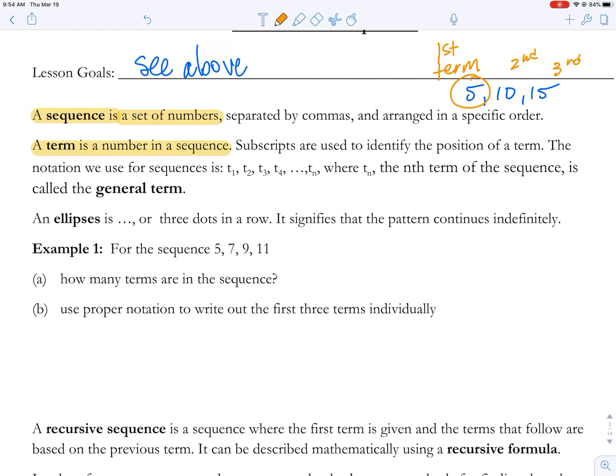We're going to use subscripts instead of writing first term. We're going to write like T1. T1 would be that first term. T2 would be the second term. Tn will be the nth term, and that's going to be the nth term of this sequence. And that's called the general term. So Tn is the nth term of the sequence, and that's the general term. Ellipses are just the 3 dots. It means it keeps going on, and so on.